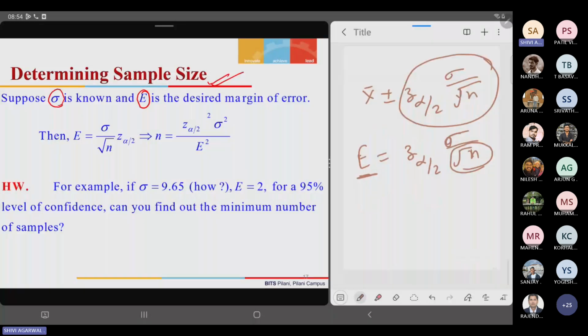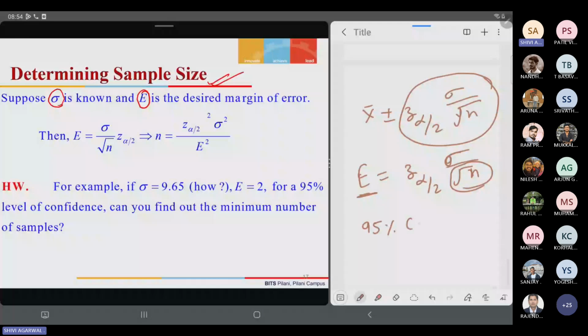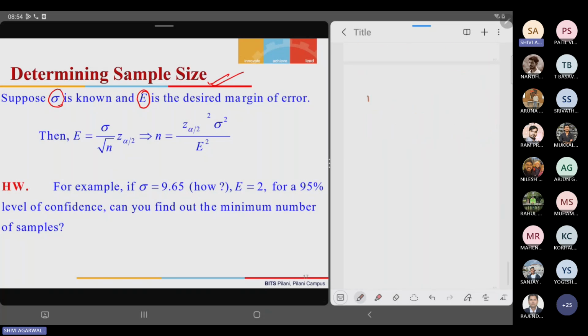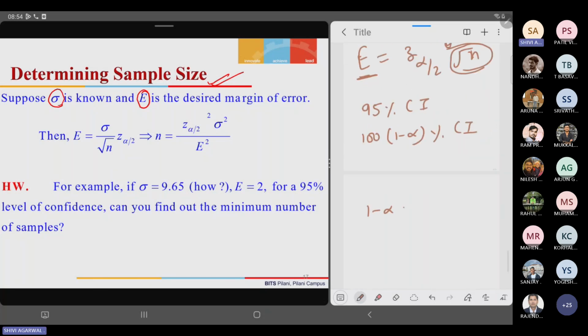Alpha value, okay, so it is given 95% confidence interval. So it is 100 into 1 minus alpha percent confidence interval. Okay, so you can say here 1 minus alpha is equal to 0.95. So alpha is equal to 0.05. Okay. So if E is given, sigma upon root n Z alpha by 2, so n can be found from this formula: Z alpha by 2 whole square sigma square upon E square.